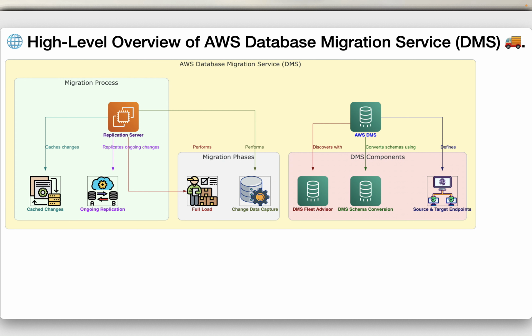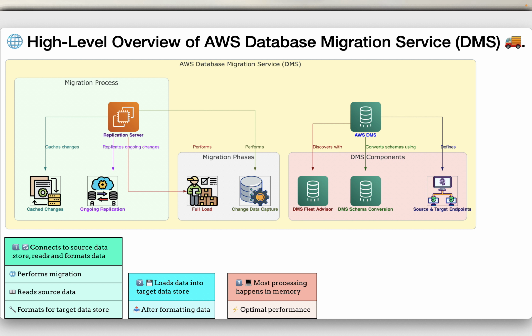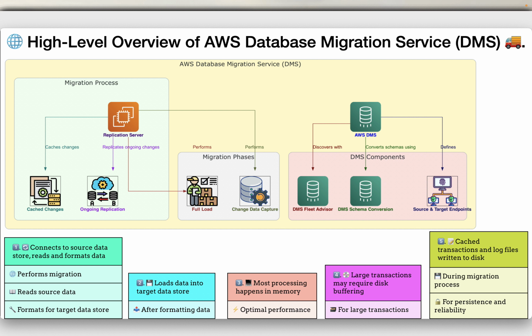So let's see a high-level overview of the database migration process. To perform migration, DMS first connects to the source data stores, reads the source data, and formats it for consumption by the target data store. After formatting the data, DMS loads it into the target data store. The majority of the migration process occurs in memory for optimal performance. In cases where transactions are large, some buffering to disk might be necessary. During the migration process, cached transactions and log files are written to disk for persistence and reliability.